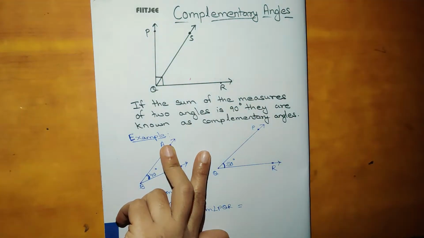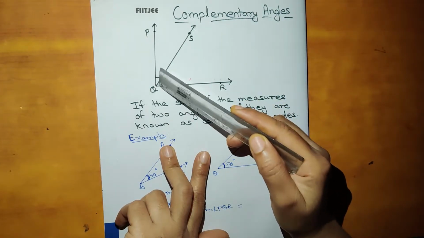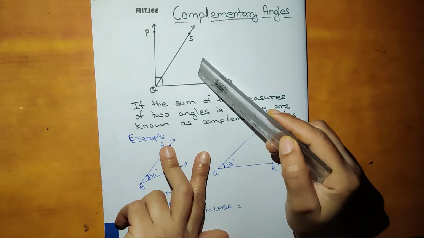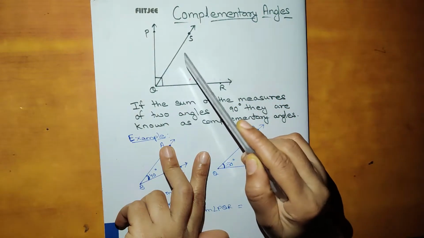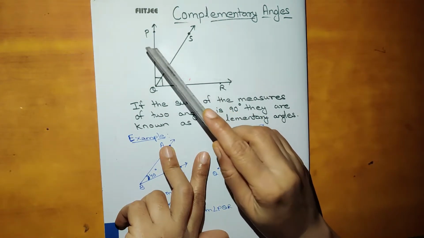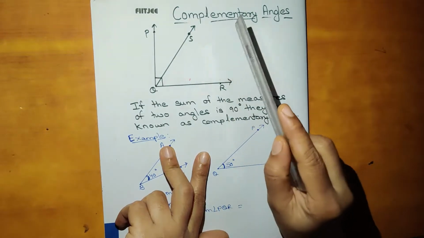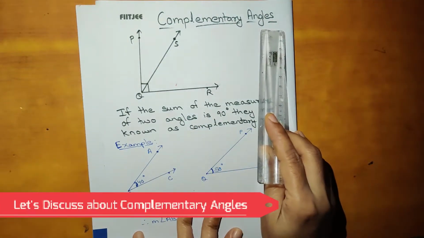Here this is also adjacent angles. If you see angle PQS and angle SQR, they are adjacent angles having the common arm and common vertex, and whose interiors are separated. So this is a pair of adjacent angles. Now today we are going to study complementary angles.